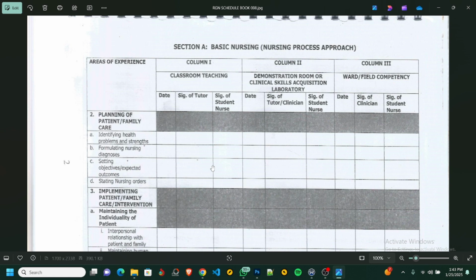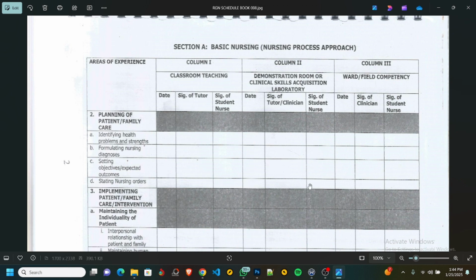So if at a particular time a tutor is not able to take you through, let's say, identifying health problems and strength of patients under the planning of patients and family, if that particular one is not done, and then you experience it as a student in the clinical setting, that is when you go for clinical attachment, and that one was taught, that is a demonstration. If it has been demonstrated to you, you are at liberty to also write that particular date.